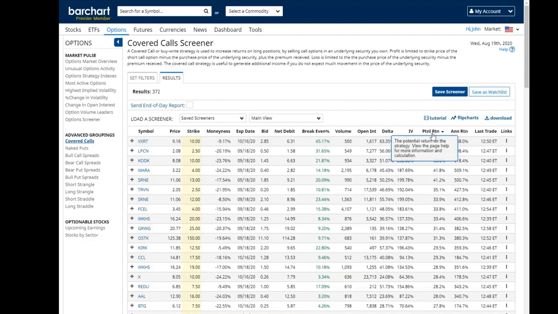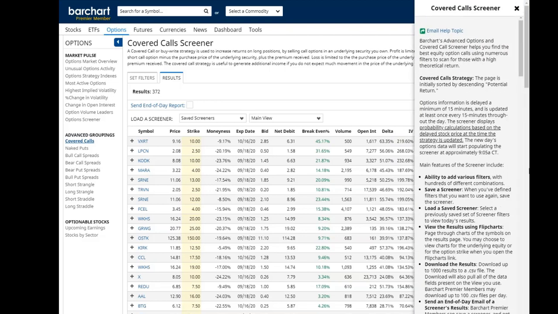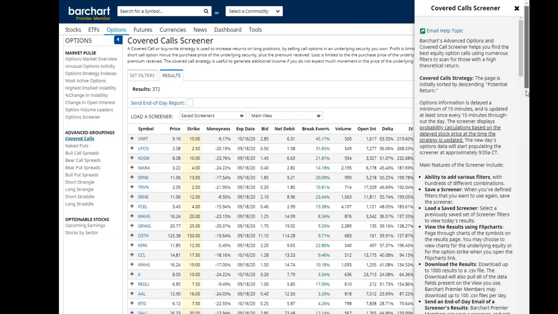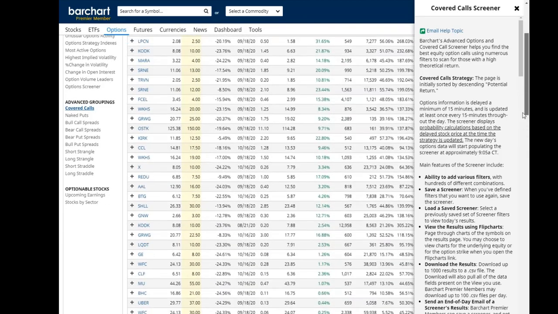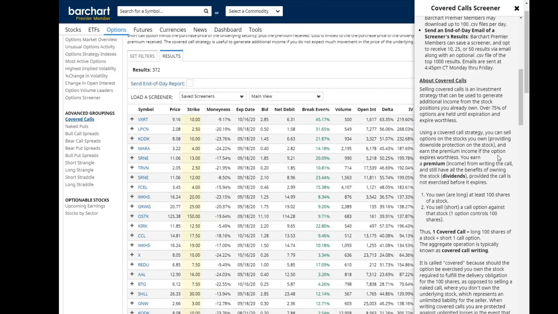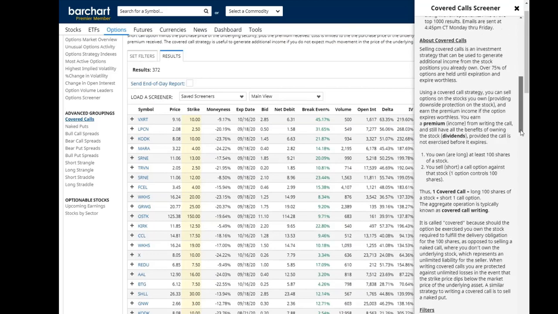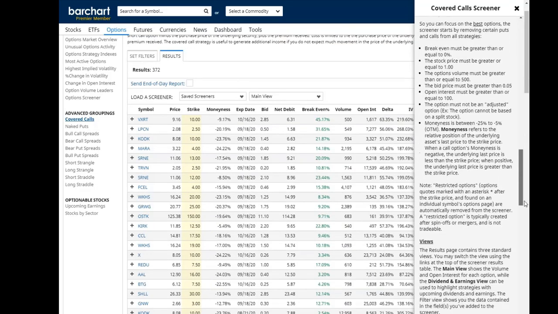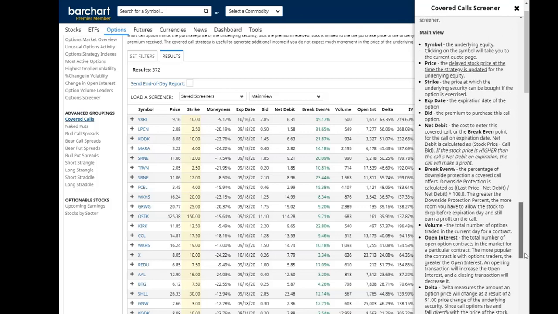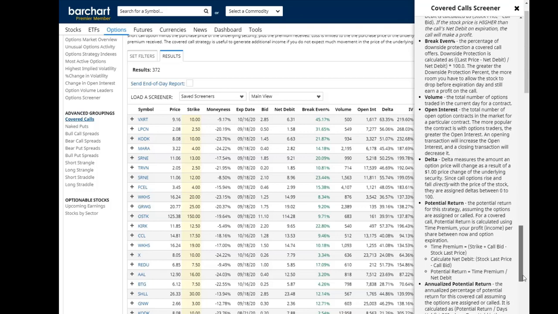Potential return. So what happens here is we look at potential return, and now notice it says we have to go to our help page. And let's see if I can scroll this down. Nope, that's not that one. There we go. And here we see potential return.